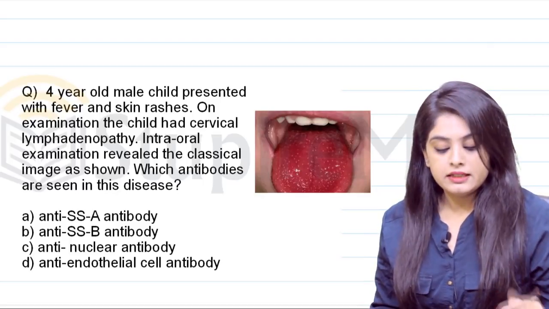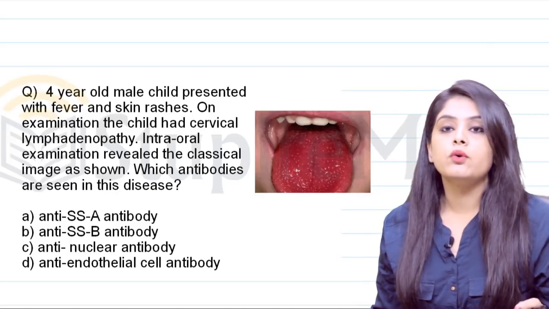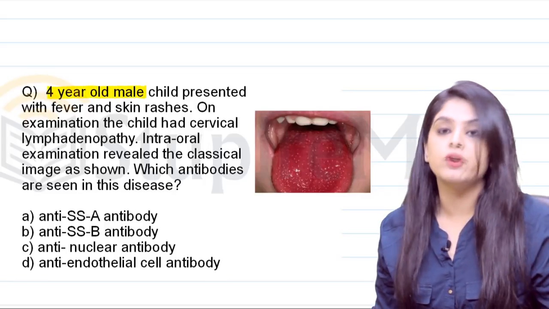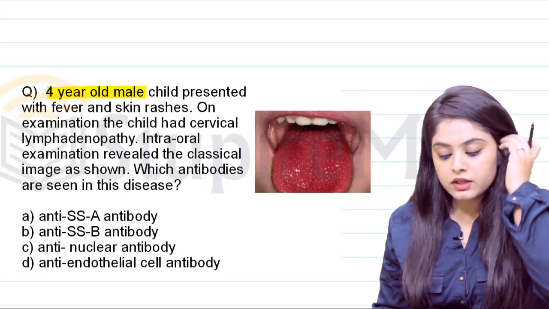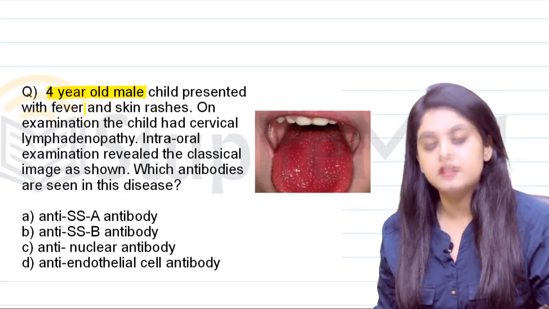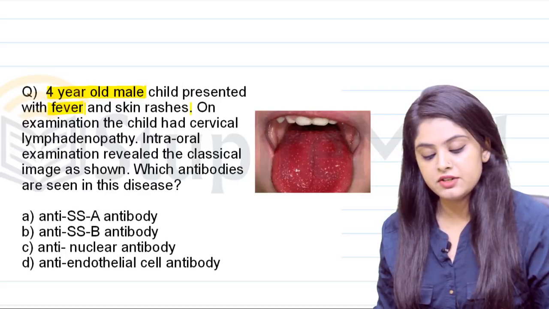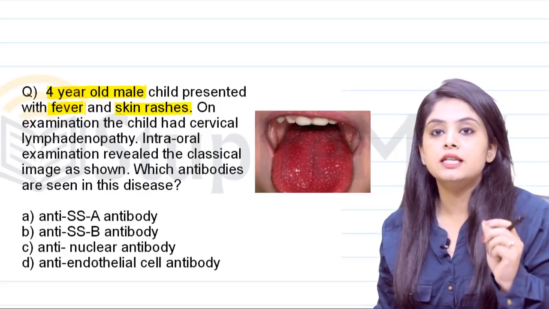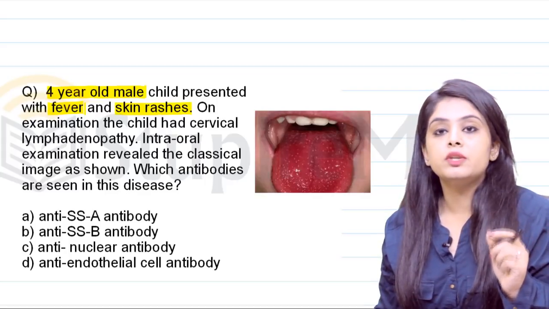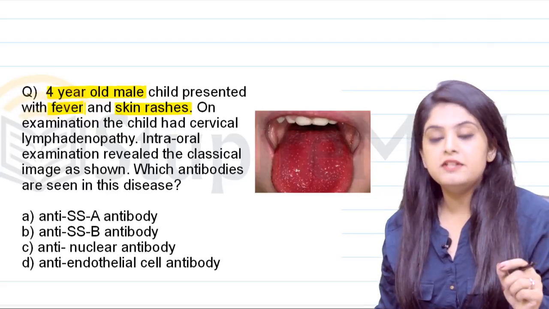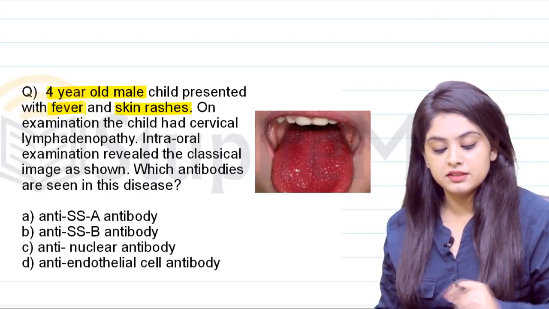Now, the first thing that they have mentioned is a 4-year-old male child. I'll keep highlighting the key points in this question. A 4-year-old male child presented with fever and skin rashes. These are two very important key points given in the question. So we are dealing with a pediatric lesion, pediatric age group, fever and skin rashes.